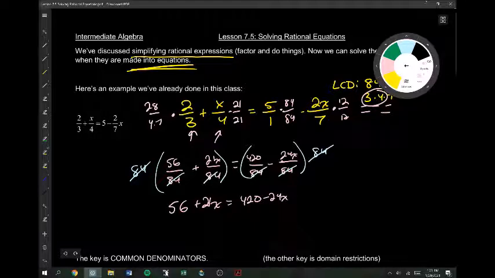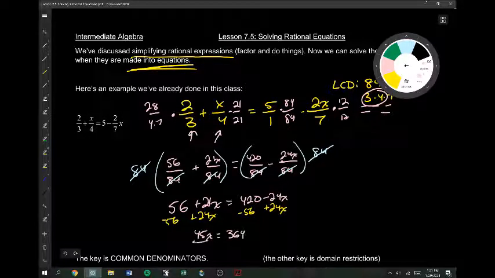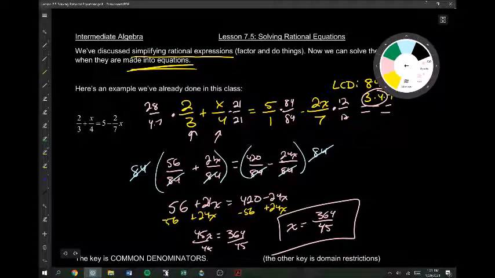Now solving from here should be pretty trivial, right? We're going to combine like terms, like get the variables on the same side, so add 24x to both sides, subtract 56 from both sides, and we get that 45x equals 364. Divide both sides by 45, and x equals whatever this is. I don't think that can reduce. It definitely can't reduce. This is a 45, not a 75. There's our solution. If you want to find the decimal, go for it. If you want to check the decimal, take that answer, plug it into x, and see if it works.